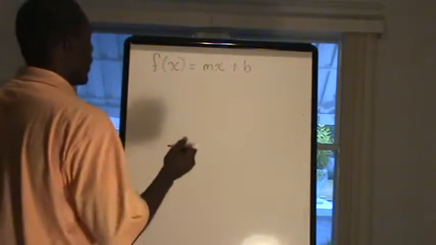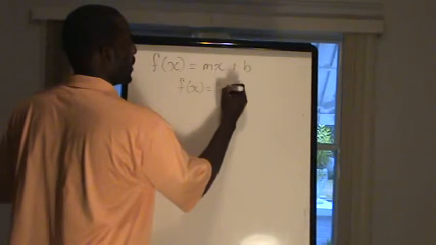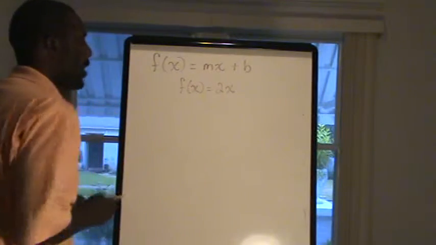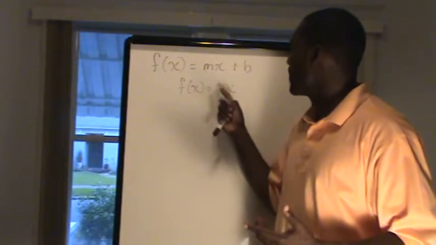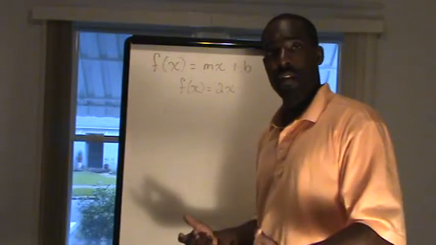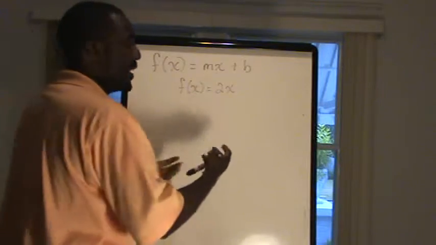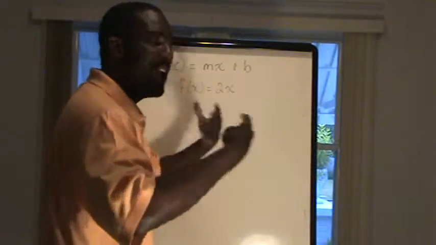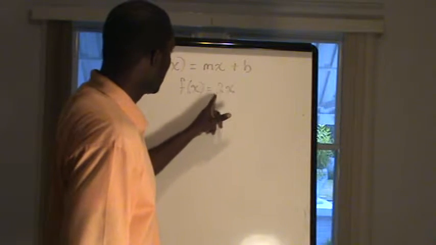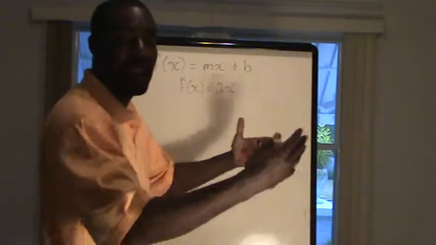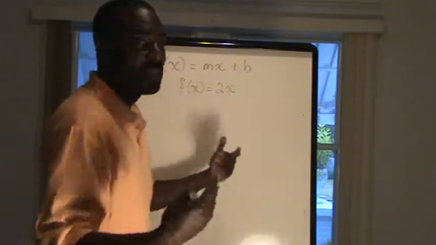For example, let's take a look at a real small example here. Let's say f(x) is equal to 2x. Now here, this is a linear function where our m is 2, and of course our b is 0. So what we're saying here is that the domain for this function is all real numbers, meaning for every value of x that you give me, I can substitute it into this equation and actually get an output value. There are no x values that will cause this function to be undefined.